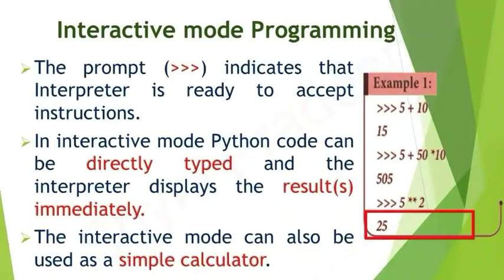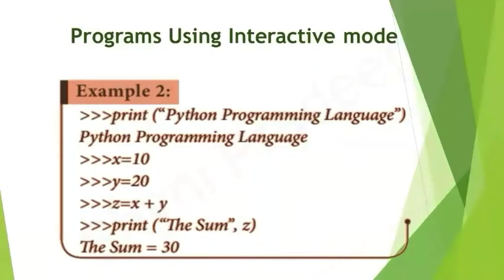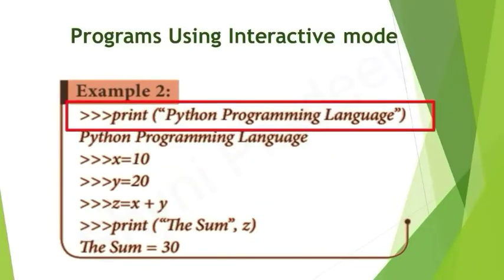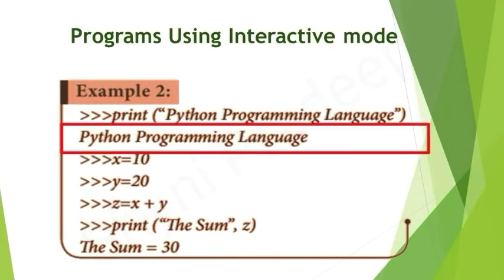25. Suppose if you want to print your name or print any one statement or sentence, write like this. Okay, if you want to print Python programming language, so when you're giving this statement, you will get the output Python programming language. You will get the output like this. Okay, which means it prints this sentence. Okay, so these are single line codes.